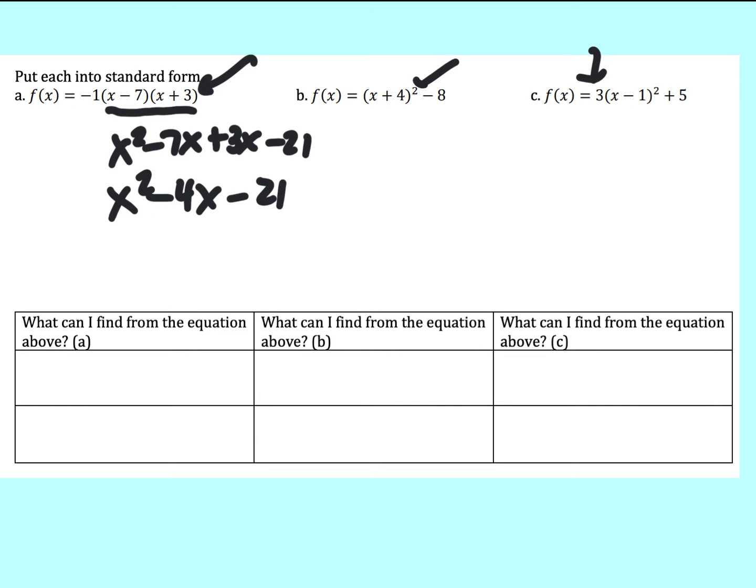I know there's going to be people who do that, and it's wrong. And why is it wrong? You have to make it negative with this negative right here. That has to get multiplied into everything. So negative 1 times all that. Negative x squared plus 4x plus 21.